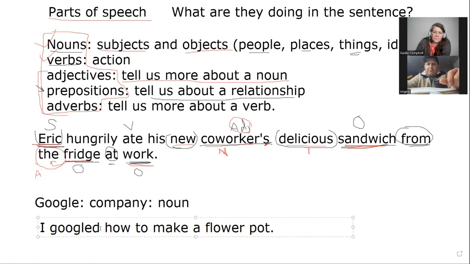It's the verb, right? Isn't it the action? Yes, action. It's not a noun now. It's a verb because of how I'm using it.